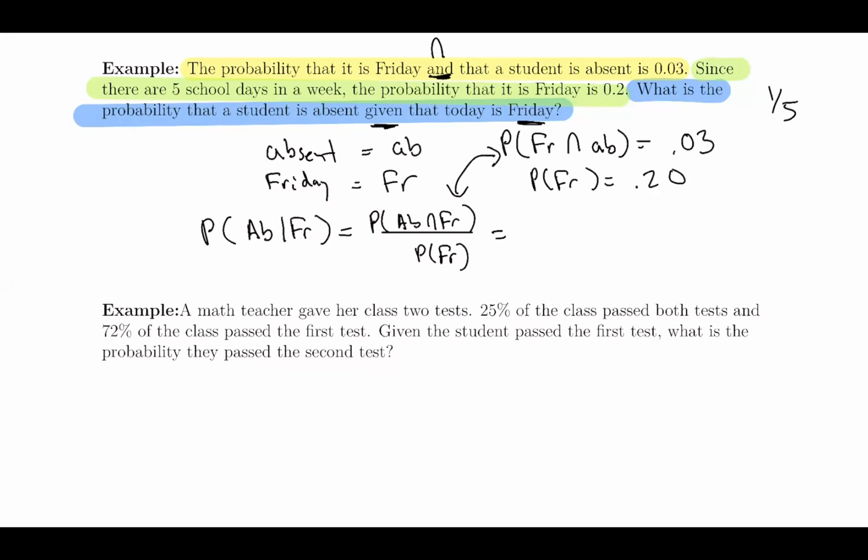Well, no, I think you're jumping ahead. So with this probability over here, there you go, 0.03. All right. What's the probability it is Friday? Yeah, 0.20. So if I do 0.03 divided by 0.20, you get 0.15, which is what Stephanie was giving me as the answer. All right, and we're done. So there's a 15% chance that a student will be absent given it's Friday.